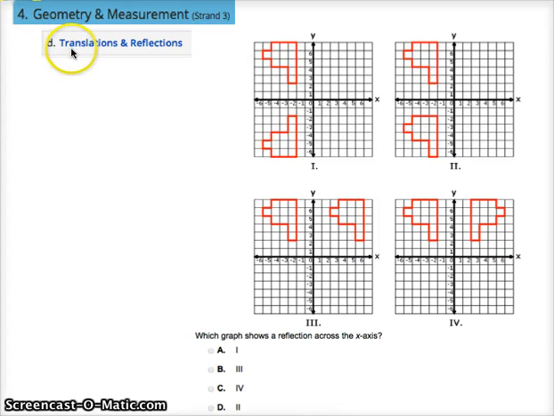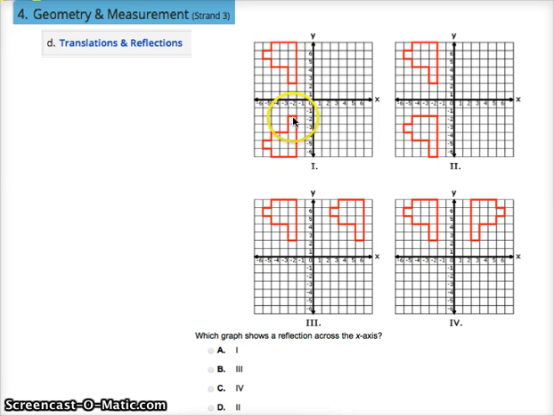Topic 4D, translations and reflections. This question says, which graph shows a reflection across the x-axis? The x-axis is when the horizontal axis acts like a mirror. So right away, these two don't make any sense because they're not flipped across the x-axis.